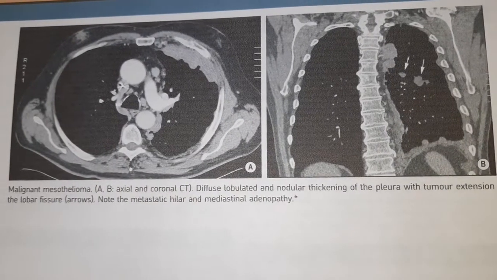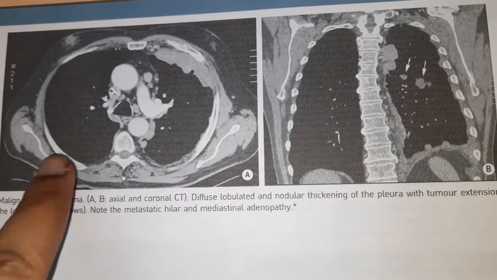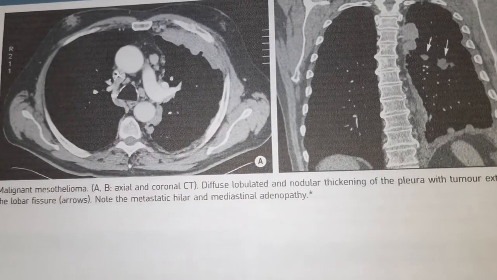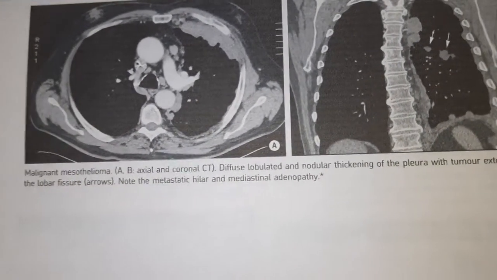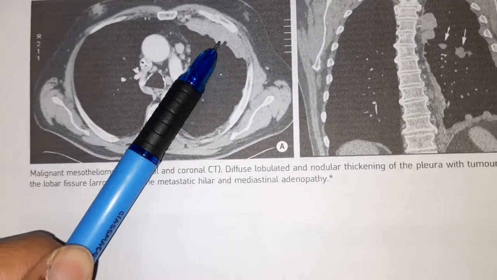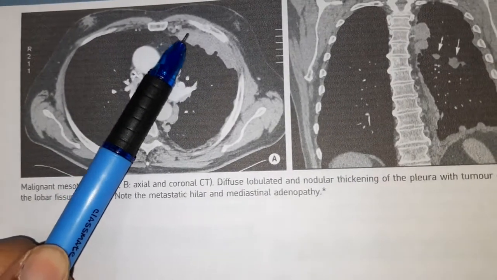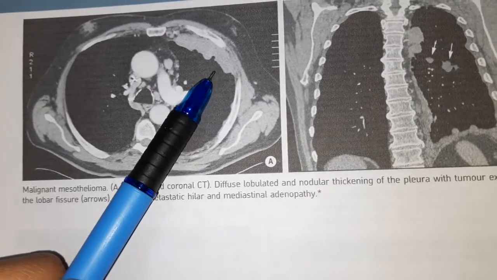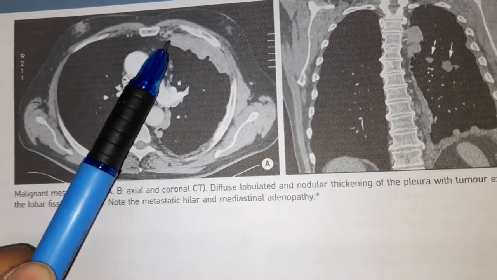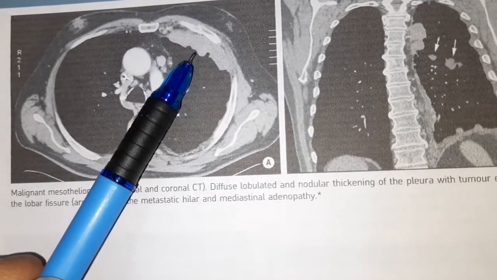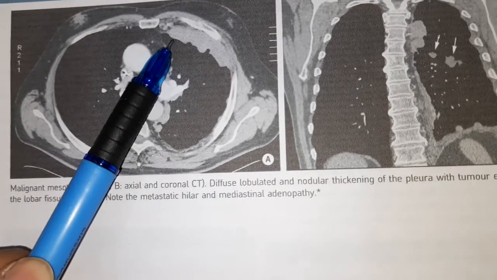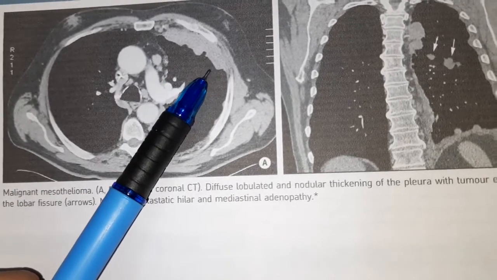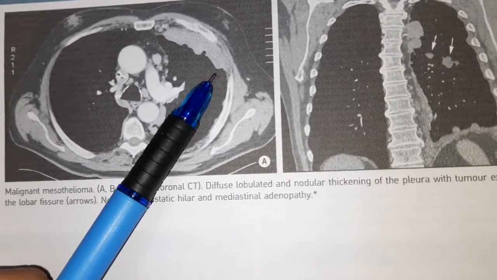Hello friends, this is the image showing the CT scan. Here, this picture is the CT scan of the chest which is showing this lesion. You can see that this is arising from the pleura. So this is nodular thickening of pleura which you can see here. So this is irregular nodular pleural thickening that is most commonly associated with pleural effusion.